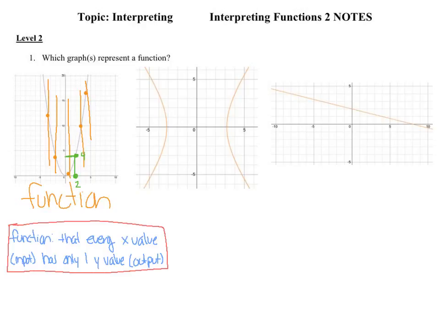Now let's take a look at this middle graph here. Again, I'm going to look at the vertical line test. If I draw a vertical line anywhere on the graph, you'll notice that it hits the graph every time at least twice. On each line it hits twice. So this one is not a function.